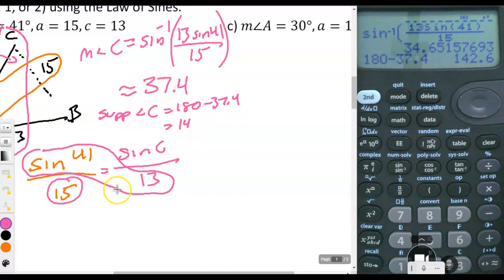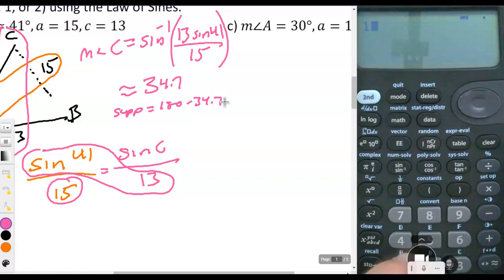Of course. Is it Friday? Is it dyslexic day? Good eye. Alright, same problem though. Supplement will equal 180 minus 34.7. Thank you for not making me go all the way to the end to realize it. Not everybody is so kind.